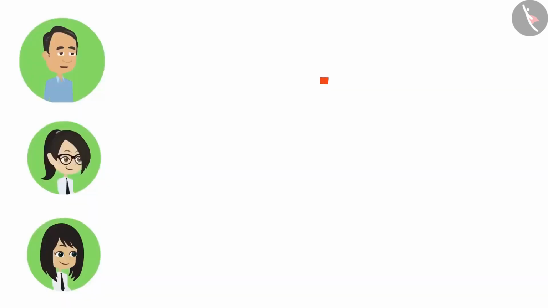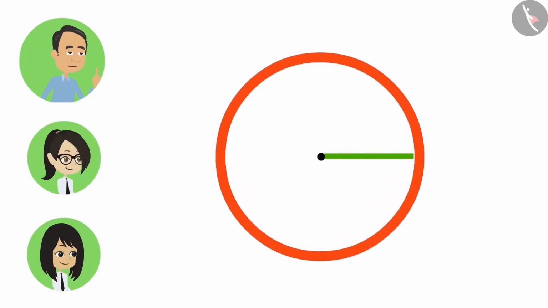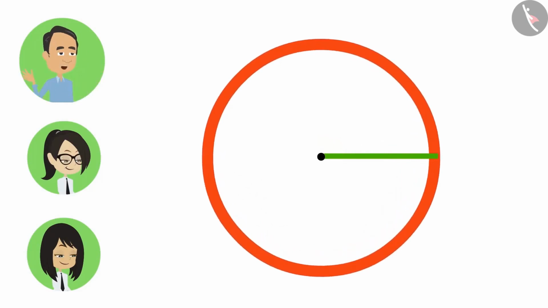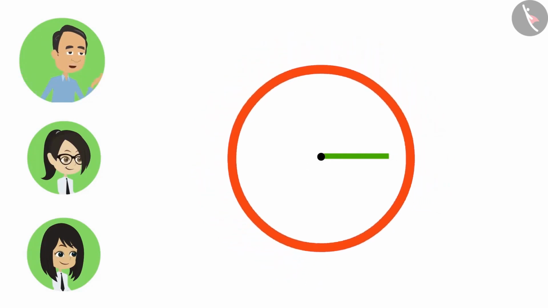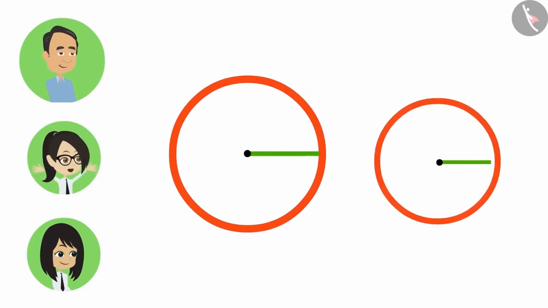Yes, sir. See, this is a circle whose radius is this. Now, we will increase this radius. And look, we have now got a big circle. Now, if we increase this radius further, we get an even bigger circle. Now, if we decrease this radius, then we will get a small circle. Larger the radius, the larger the circle, and smaller the radius, the smaller the circle.